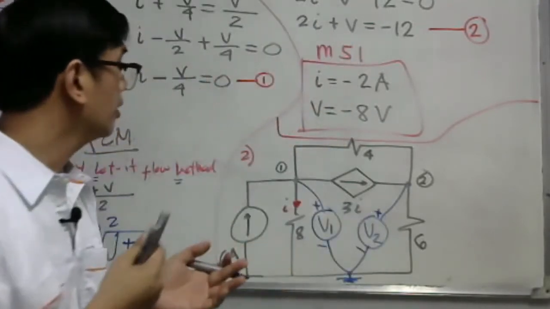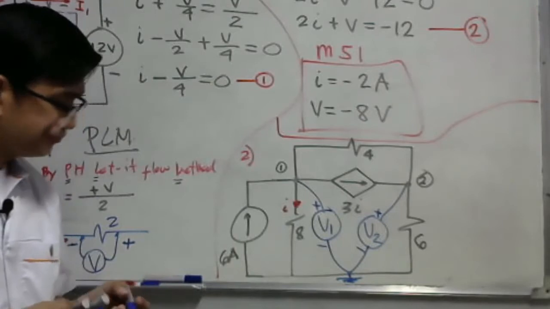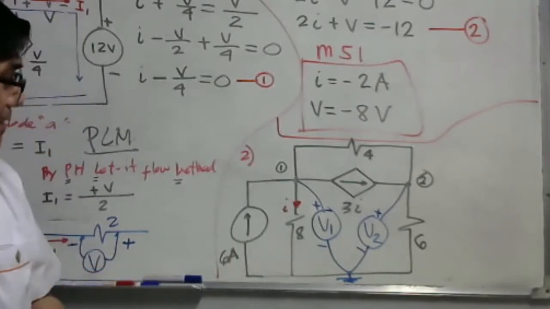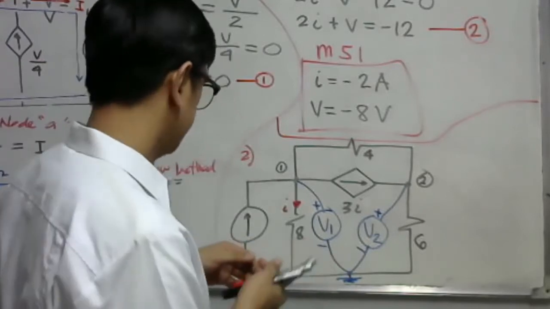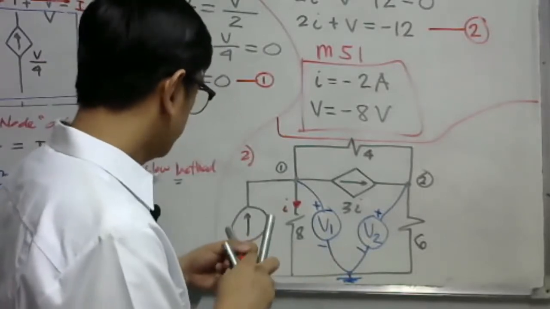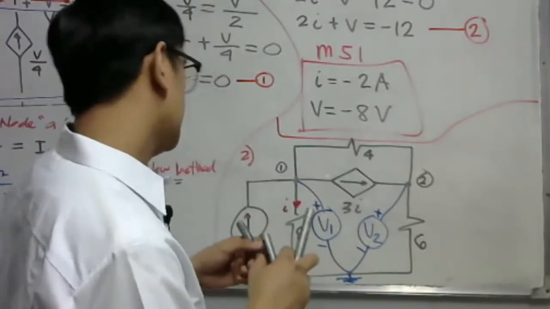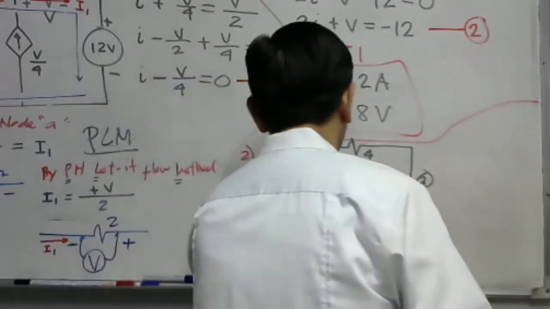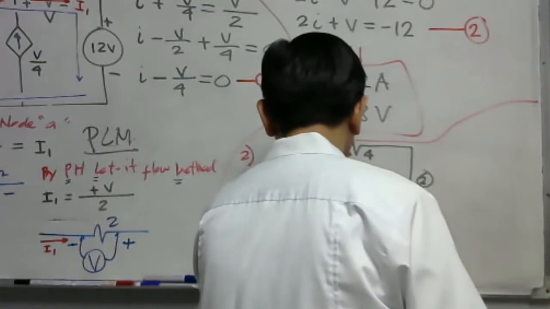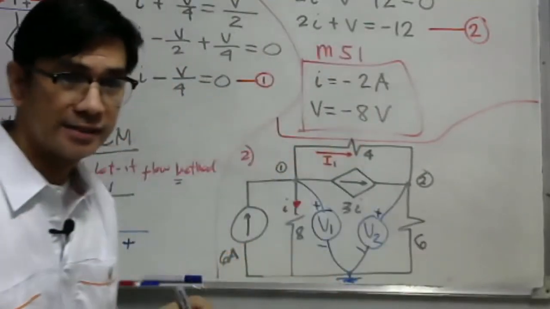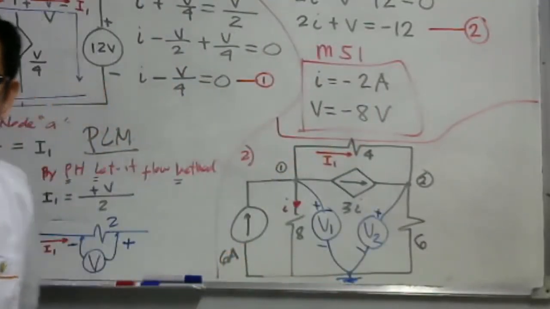Remembering our nodal analysis method, it is based on the Kirchhoff Current Law. I will assume that this is current I sub 1. So this is our current I sub 1.